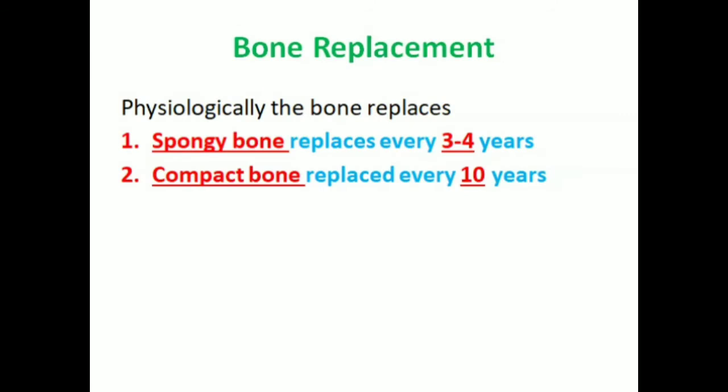Bone replacement. It is a physiological process that each bone will be replaced after a certain period of time. The spongy bones are replaced every 3 to 4 years, while the compact bone is replaced every 10 years.